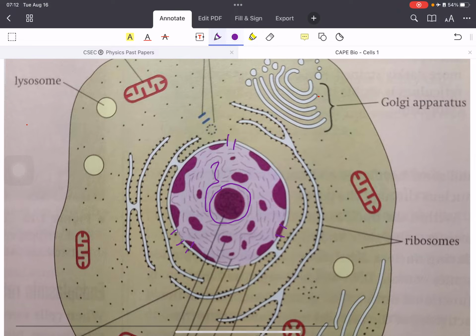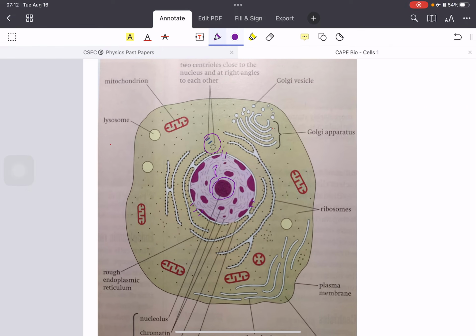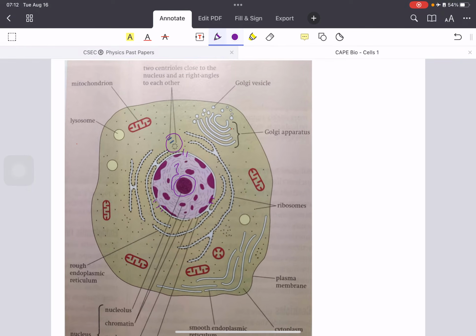And just outside the nucleus, we have these items here, and these are called centrioles. And we'll learn about this more when we do mitosis and meiosis. Okay, but that's the nucleus in a nutshell there. Now let's zoom back out. All right, we want to talk about the endoplasmic reticulum.